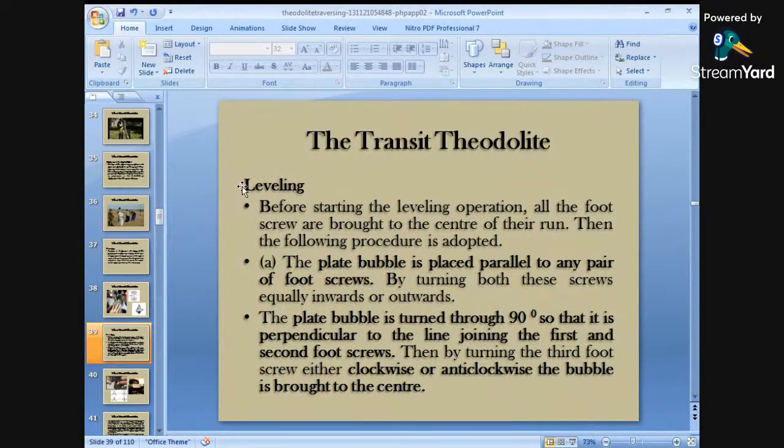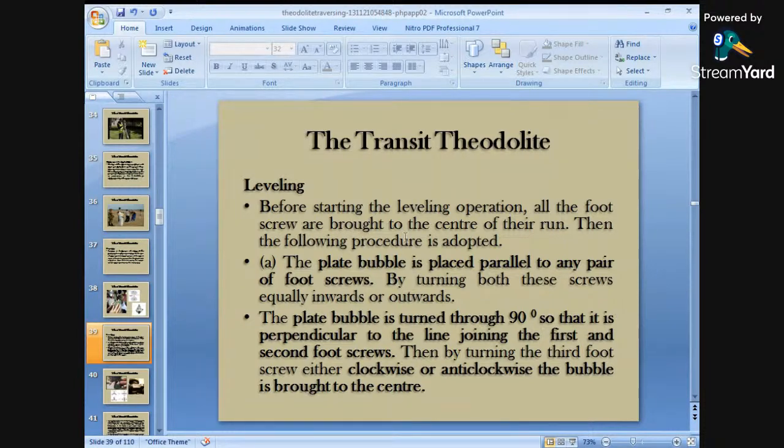After that, leveling. Now temporary leveling has been done. Now you will have to permanently level it before taking the observation. Before starting the leveling operation, all the foot screws are brought to the center of their run. As I've told you previously, it consists of 3 foot screws.